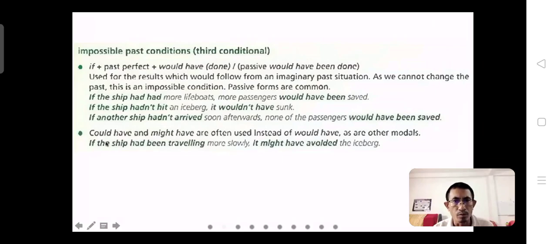A lifeboat is a small boat that is attached to a big ship. They didn't have enough lifeboats, and that's the reason a lot of passengers on the ship died. Which story? Titanic. Yeah, Titanic.